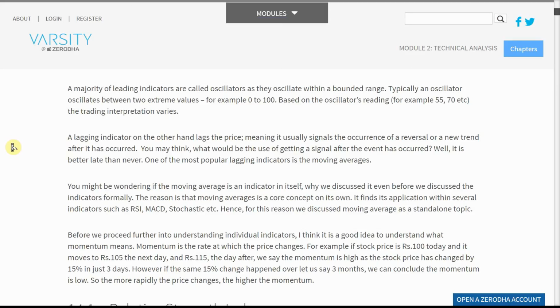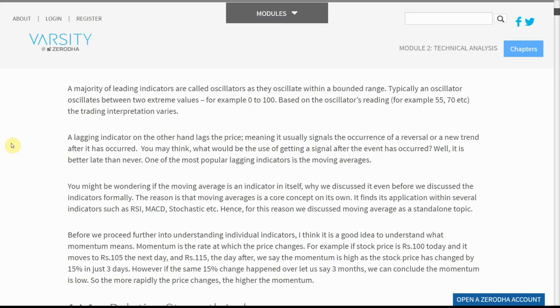You might be wondering if the moving average is an indicator in itself. Why, we discussed it even before we discussed the indicators formally. The reason is that moving averages is a core concept on its own. It finds its application within several indicators such as RSI, MACD, stochastic, etc. Hence, for this reason we discuss moving average as a standalone topic.